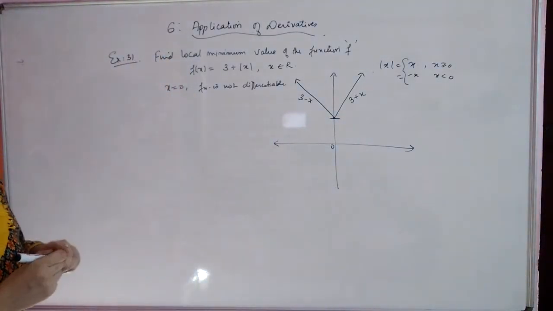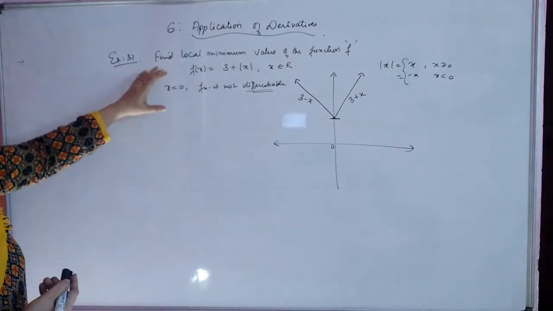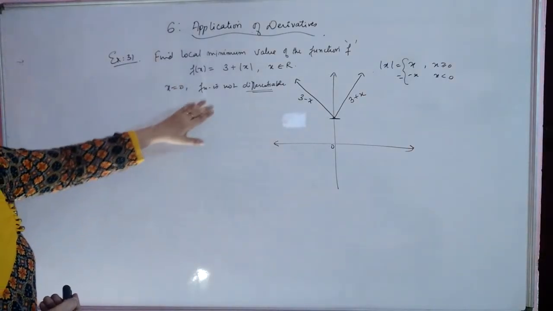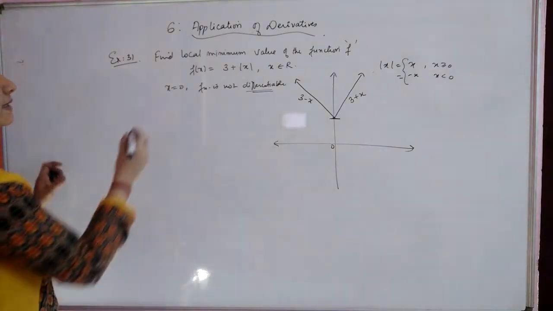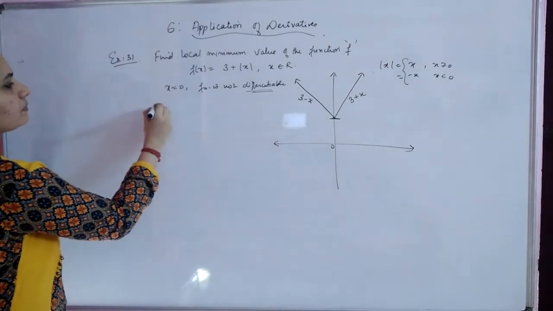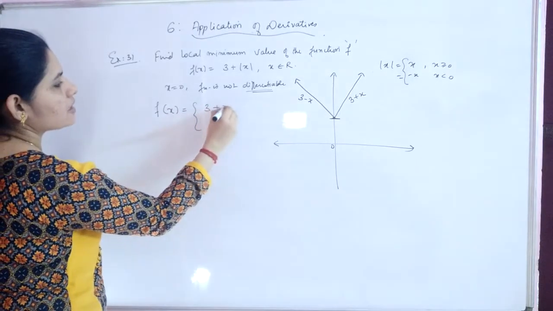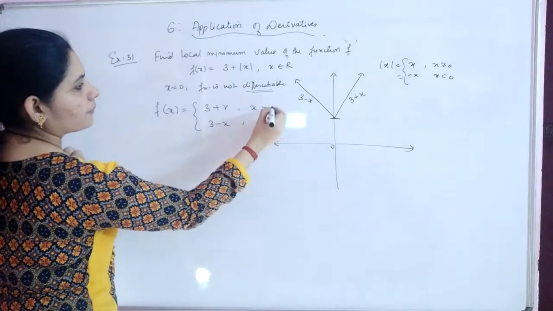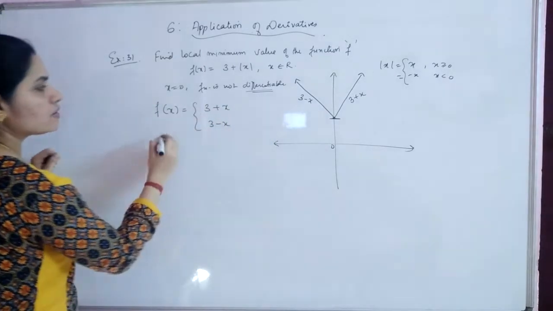Now how will we show it? For that, you cannot use the second derivative, because the function is not differentiable. If you cannot find the derivative, how can you differentiate twice? So we are not using the second derivative test. For the first derivative test, the first thing we do is write f of x as 3 plus x or 3 minus x, depending on whether x is greater than or equal to 0 or not. To the left and right you are getting two different expressions for f of x.